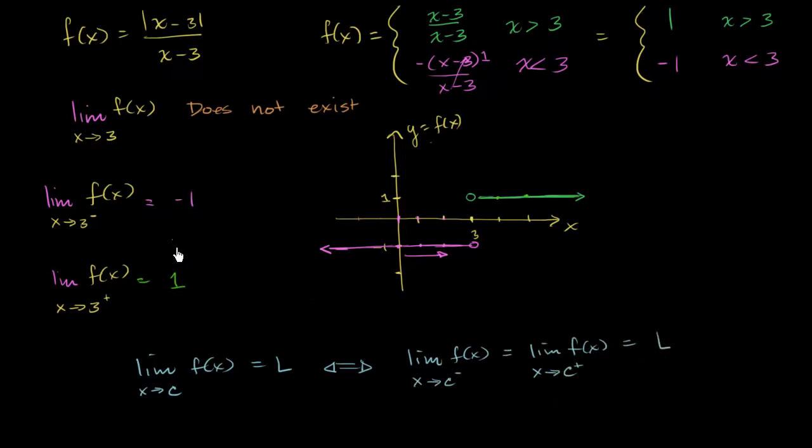This did not happen here. The limit when we approached from the left was negative 1. The limit when we approached from the right was positive 1. So we did not get the same limits when we approached from either side. So the limit does not exist in this case.